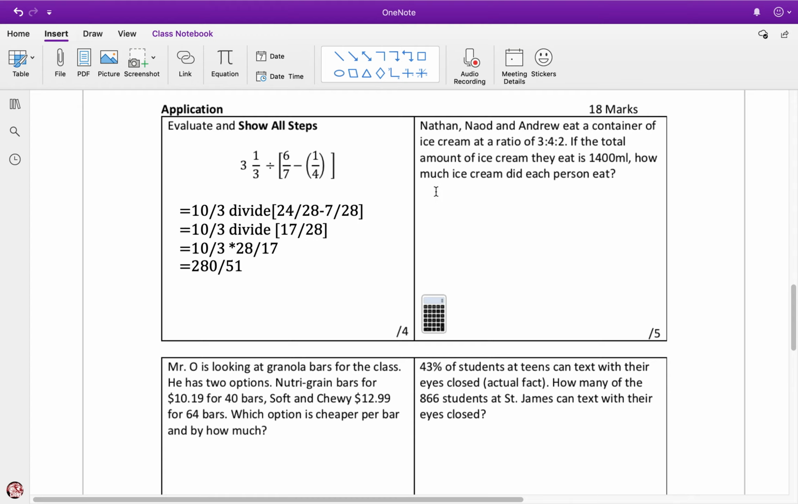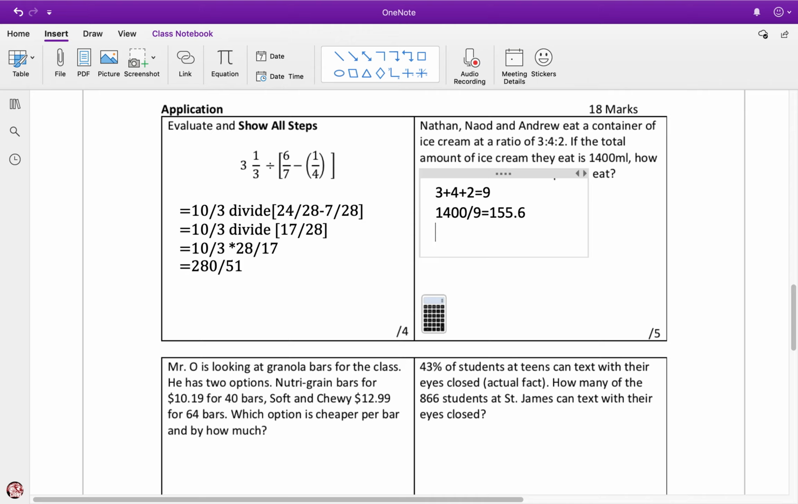Okay, next one here. Nathan, Nawid, and Andrew eat a container of ice cream at a ratio of 3 to 4 to 2. So first we have to figure out how many parts they have. So 3 plus 4 plus 2 equals 9. So a total of 9 parts. They eat 1,400 milliliters of ice cream. So let's find out how much one part is. So I'm going to go 1,400 divided by 9, 155.56. Let's go like that.